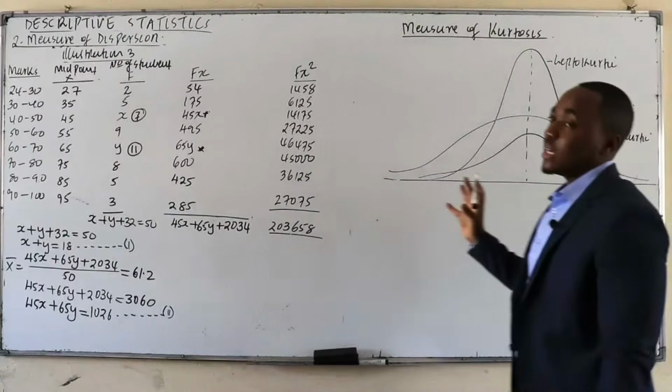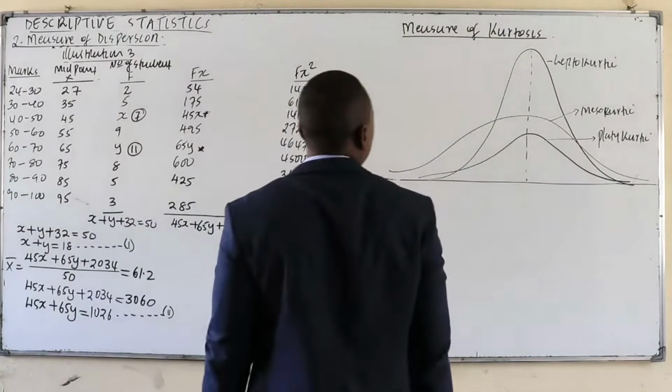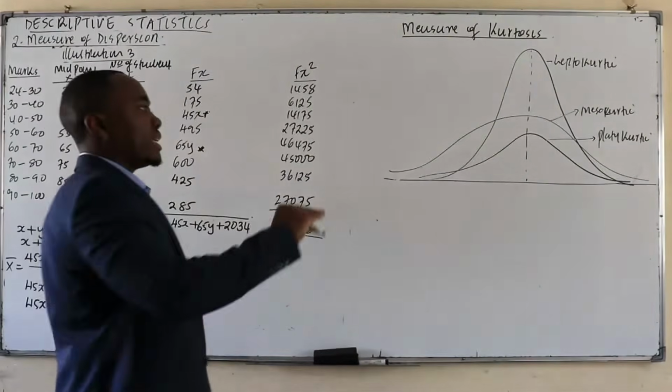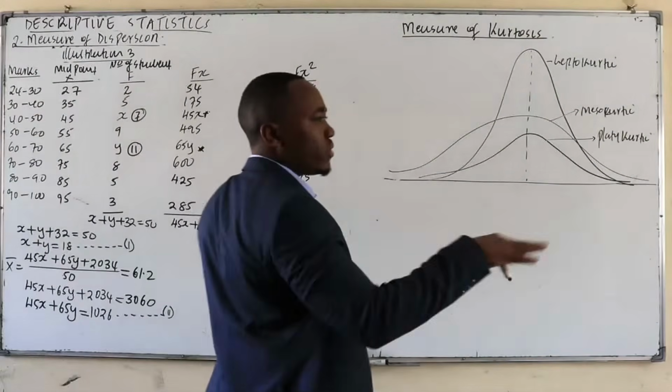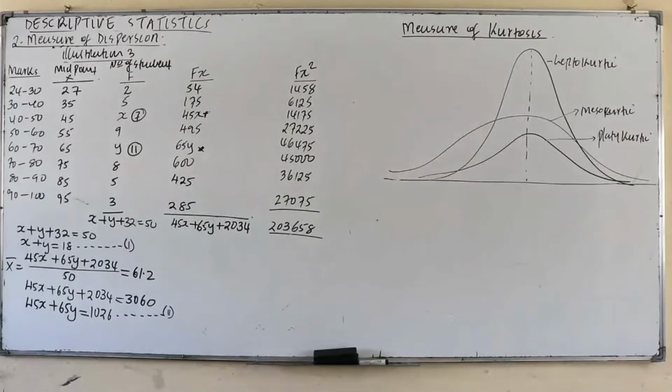Those are the three kurtoses. The one which is much sharper is leptokurtic. The one which is flatter than the normal curve is platykurtic. And the one which is equivalent to the normal curve is known as mesokurtic. Yeah, and I think I have explained that using that curve.